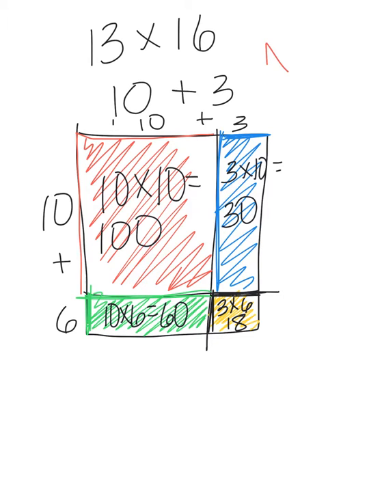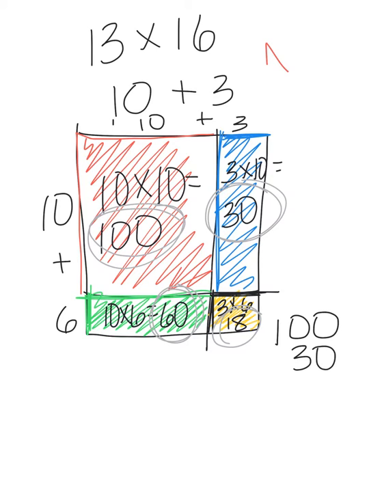So now you can see I have 4 numbers that I need to combine or add together. I have 100, I have 30, I have 60, and I have 18. So I need to add those together. I'm going to do it off to the side here, making sure I line up my place value. 100, 30, 60, and 18.